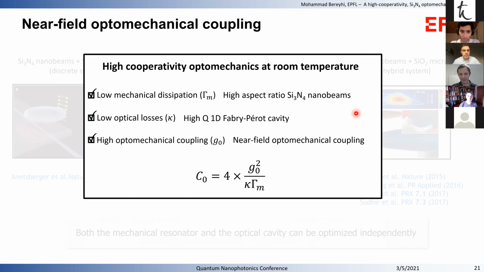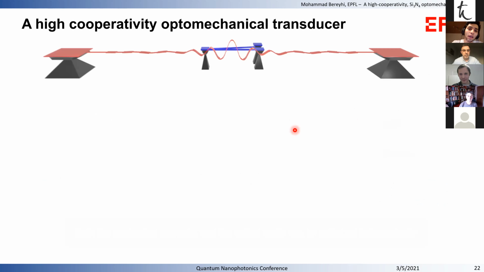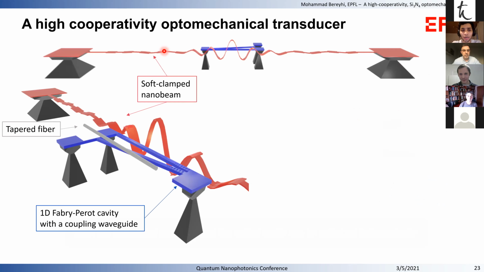So everything on our list is ready to go. We know what type of cavity we're looking for: a 1D Fabry-Perot cavity, with near field coupling to the high aspect ratio silicon nitride resonators of different designs. And the overall system should look like this. Here I have chosen soft clamp nanobeams with a localized mode next to a 1D cavity, which we couple to via optical tapered fiber or tip etched fibers.